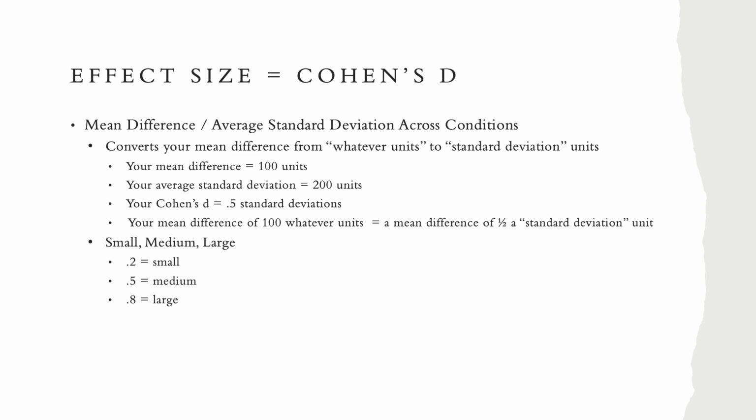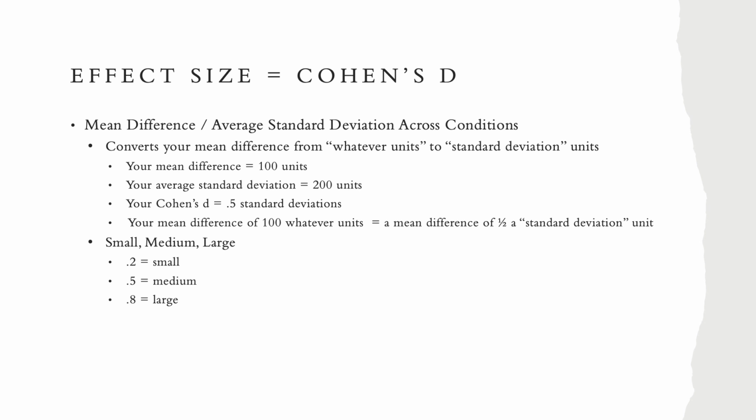So what it's doing is converting your mean difference to a standard deviation difference. So let's say you had a mean difference of 100 units. Your average standard deviation was 200 units. Your Cohen's d takes that 100 divided by that 200 to get a Cohen's d of 0.5, so that your mean difference is actually half a standard deviation difference. That's all that's going on here. Your mean difference of 100 is really a mean difference of half a standard deviation. And ultimately, this allows us to compare studies across different types of measures and different studies and so forth.